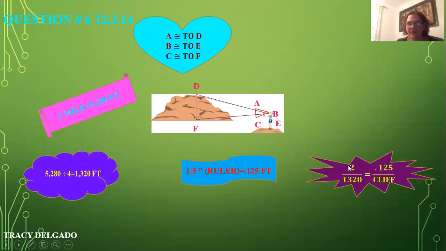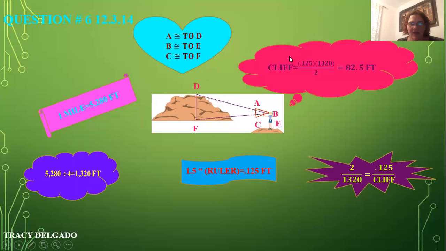So we divide 2 over 1,320, that equals 0.125 over cliff. But that's not our answer. We are supposed to divide to find the height of the cliff. So that's 0.125 times 1320 divided by 2, and that equals 82.5 feet. So the cliff is 82.5 feet high.